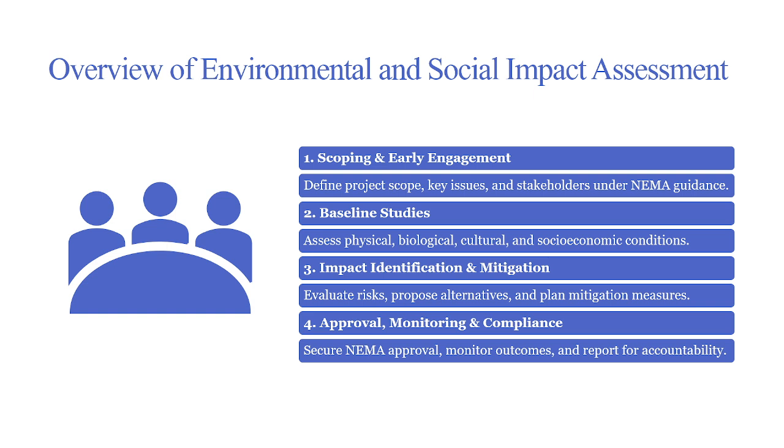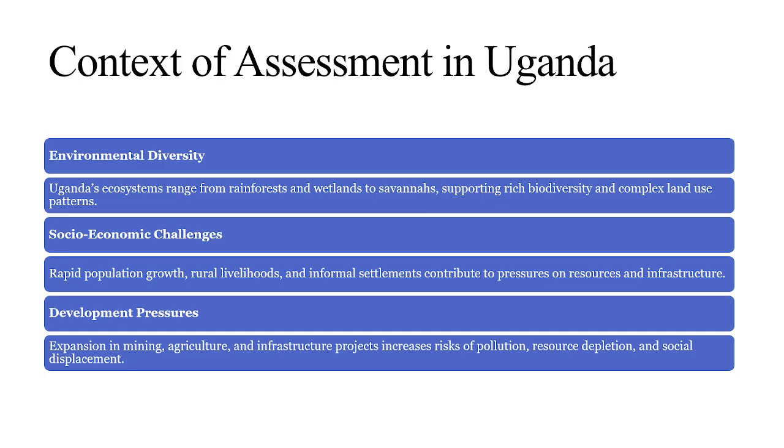And then 4, seek for the approval of the ESIA and receive the NEMA certificate, and then monitor the implementation of mitigation measures, and this is done through annual audits. So when you look at environmental impact assessment with reference to Uganda, what influences the extent of the ESIA assessment?